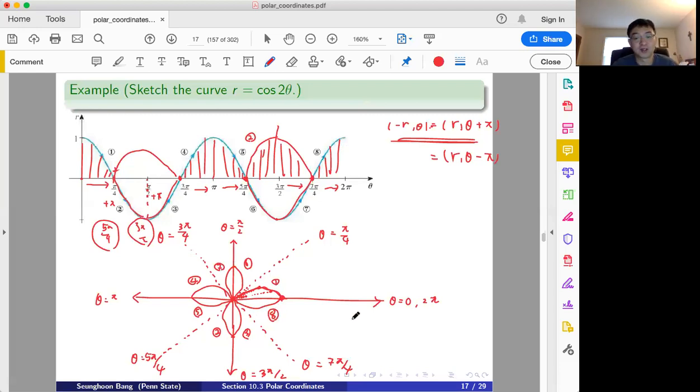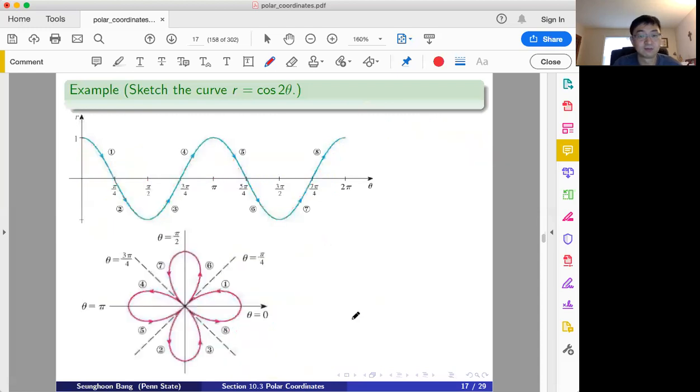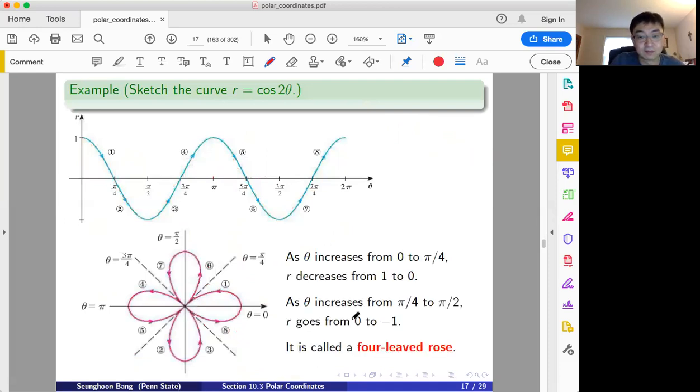Okay, this is the whole idea for sketching the graph. So we have this one, so like this. So we have a name. It is called a 4-leaved rose.